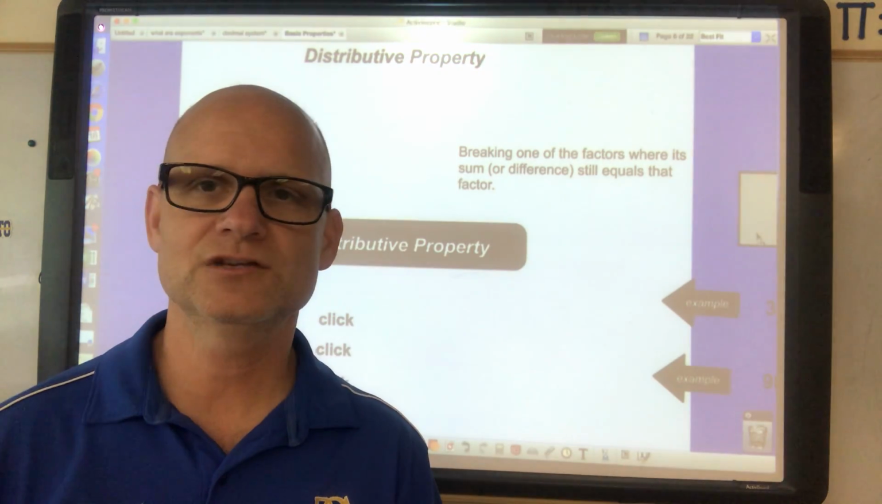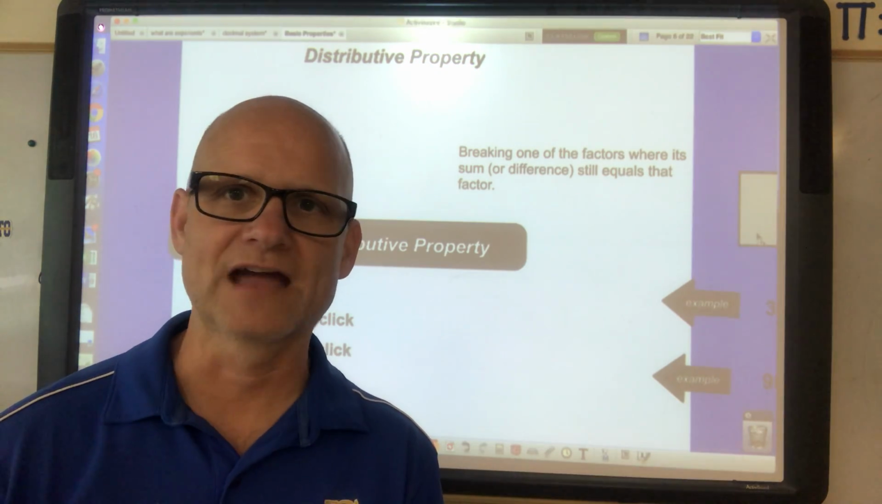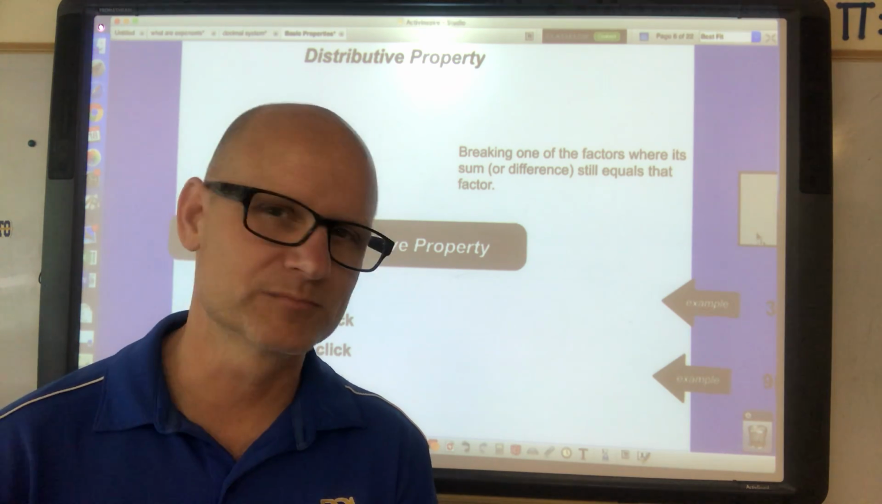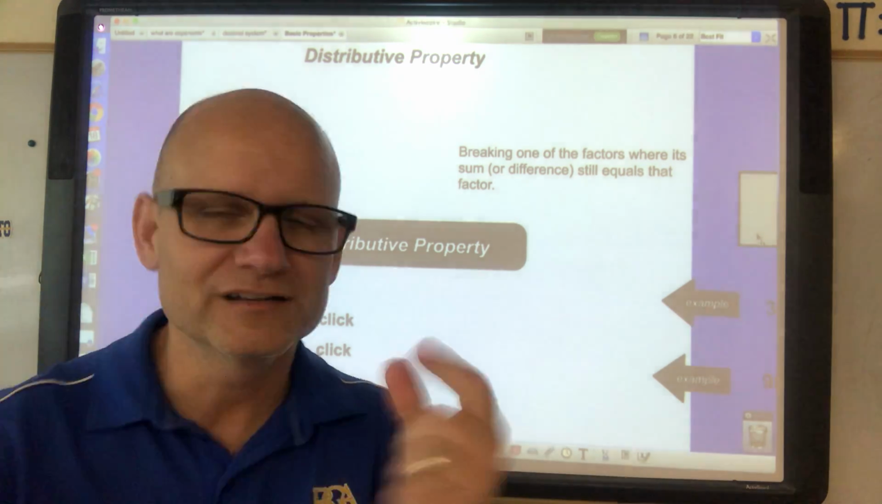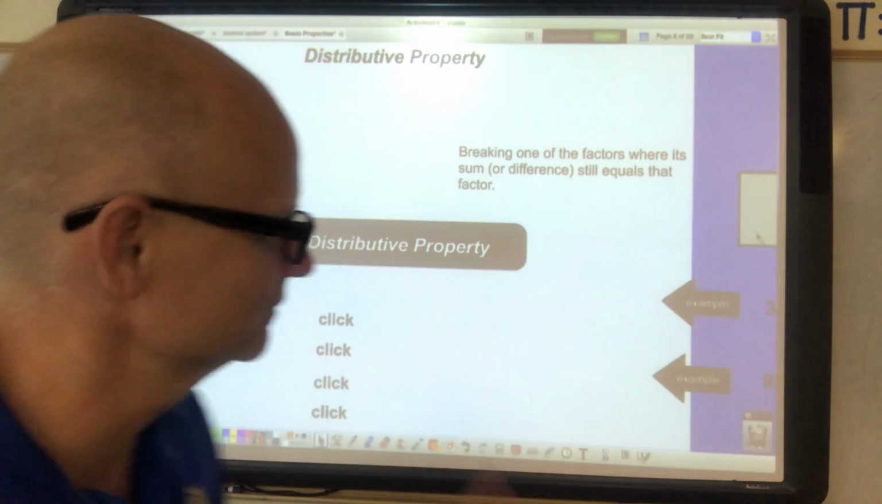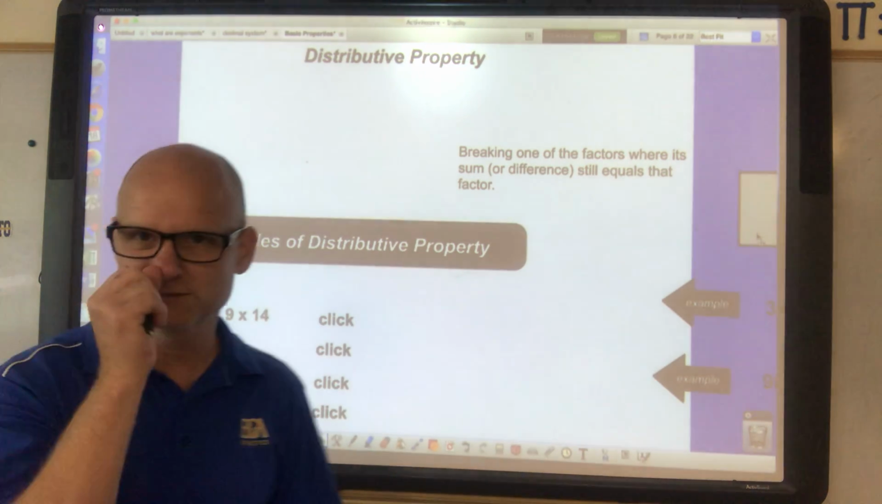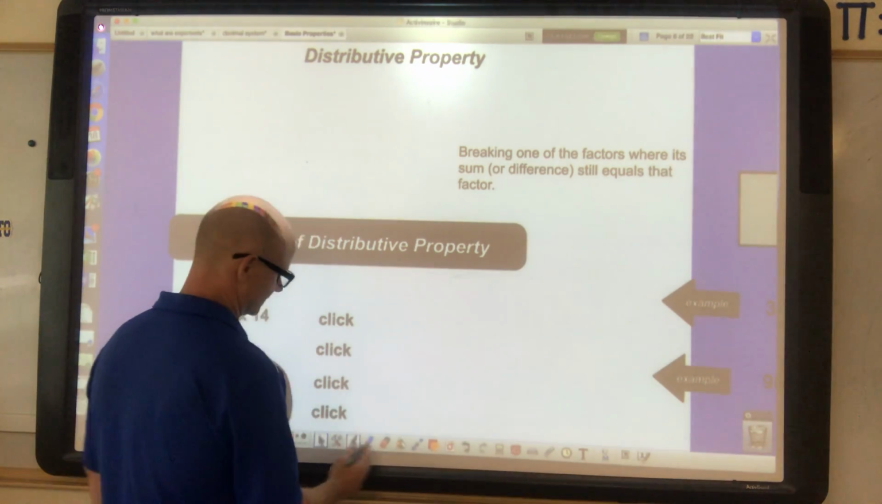But it just says, hey, you can take one factor and break it into 2 parts where its sum is still the same factor and multiply it to the other factor. And I know, I'm already lost myself too. So this is what it means, okay? So you see 9 times 14? I mean, you could literally work out 9 times 14.